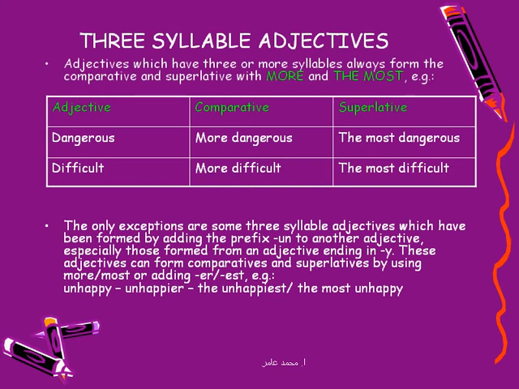The only exceptions are some three-syllable adjectives which have been formed by adding the prefix "un" to another adjective, especially those formed from an adjective ending in y. These adjectives can form comparatives and superlatives by using more or most or adding er or est. For example, unhappy, unhappier, the unhappiest, the most unhappy.